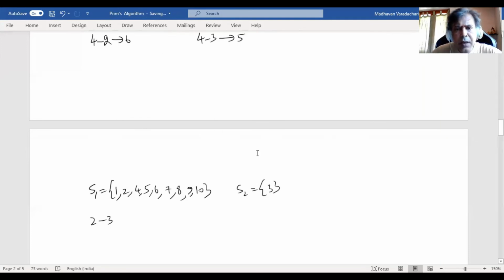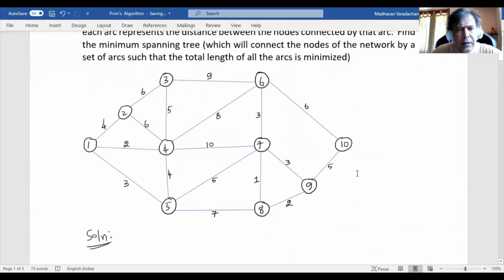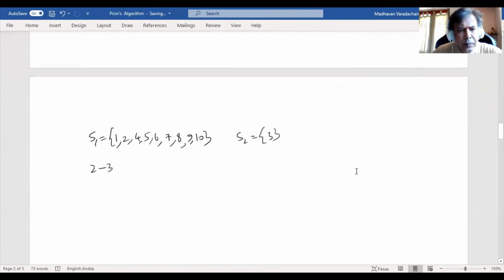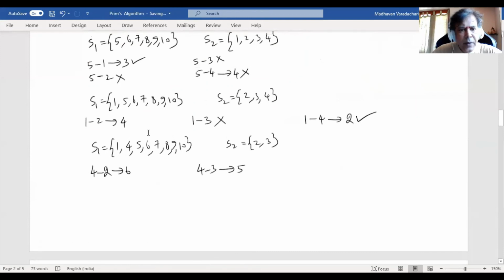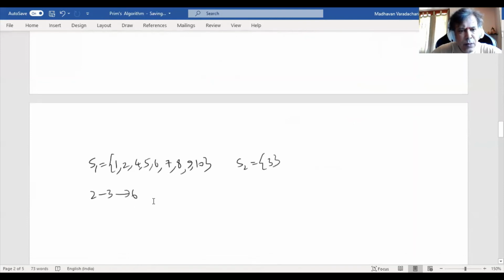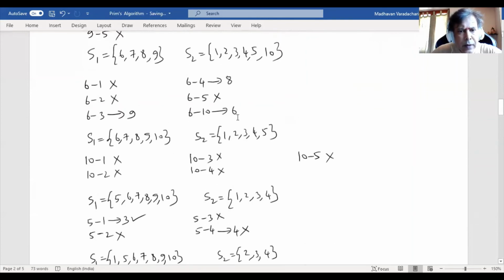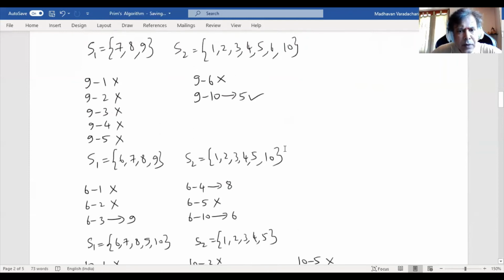Do we have 2 to 3? We have to check. Yes, it is there. It is having a distance of 6. Now let us check what is the least weight. Here it is 6, then 5, 6, 4, 4 we have already done it. So 5, 6, and then this one is 6. Then here one more 6, 9, 8. That means least is 6.